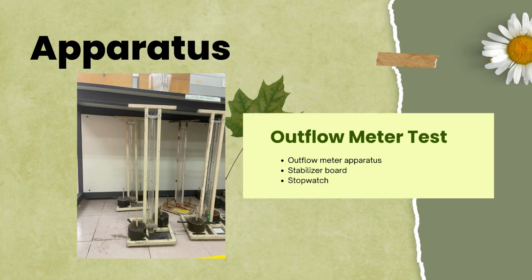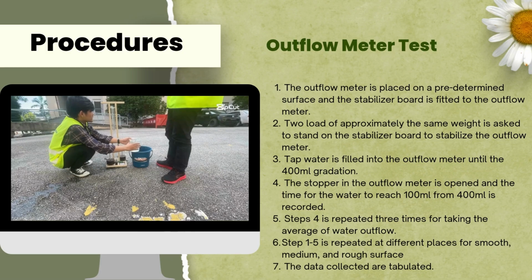These are the apparatus needed for the outflow meter test. The first one is the outflow meter apparatus, the second one is the stabilizer board, and the third one is the stopwatch.